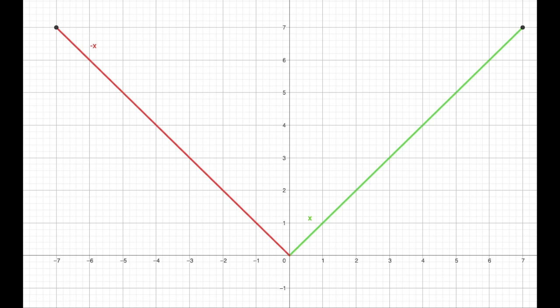Notice the absolute value never goes below 0. Why? Because distance can't be negative. Even going left from the origin still has a non-negative distance.